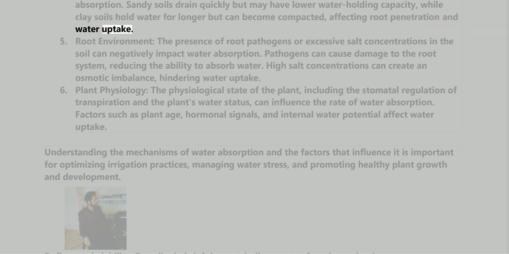5. Root environment. The presence of root pathogens or excessive salt concentrations in the soil can negatively impact water absorption. Pathogens can cause damage to the root system, reducing the ability to absorb water. High salt concentrations can create an osmotic imbalance, hindering water uptake.